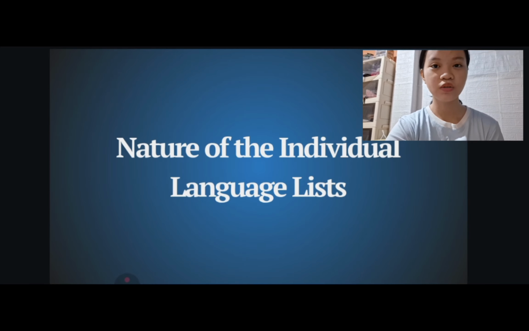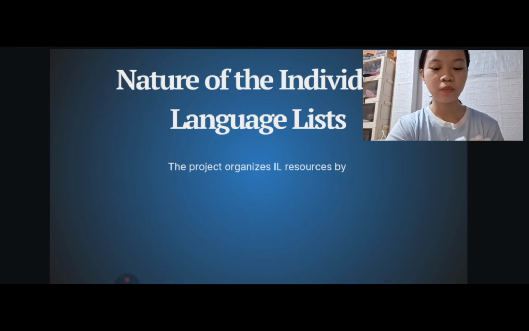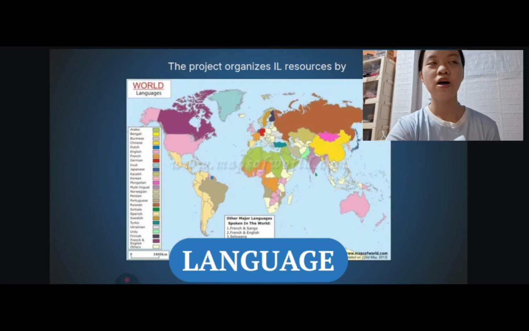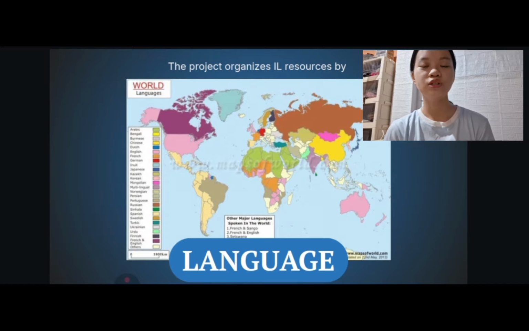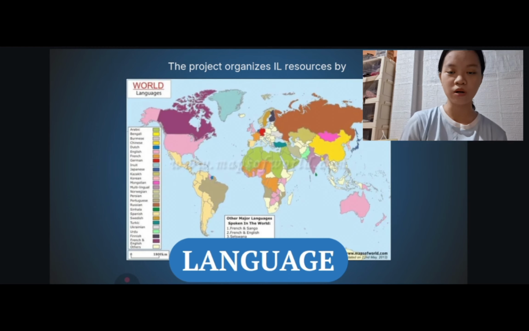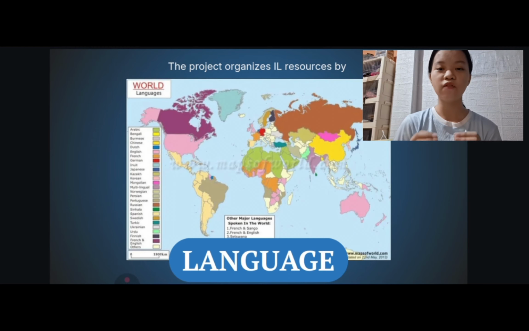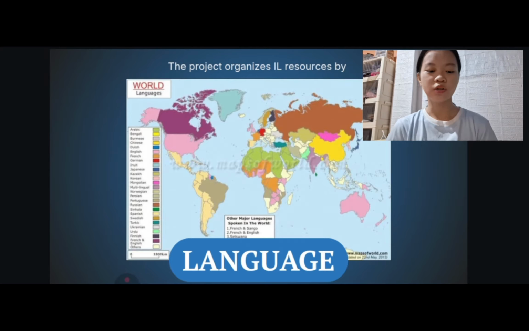So the first thing that you need to know is that the project organizes information literacy resources by their language. This means that resources are grouped according to the language that they are written in and not by nation where they were published. Now this makes sense because languages extend far beyond borders. So let's take a look at this map right here.